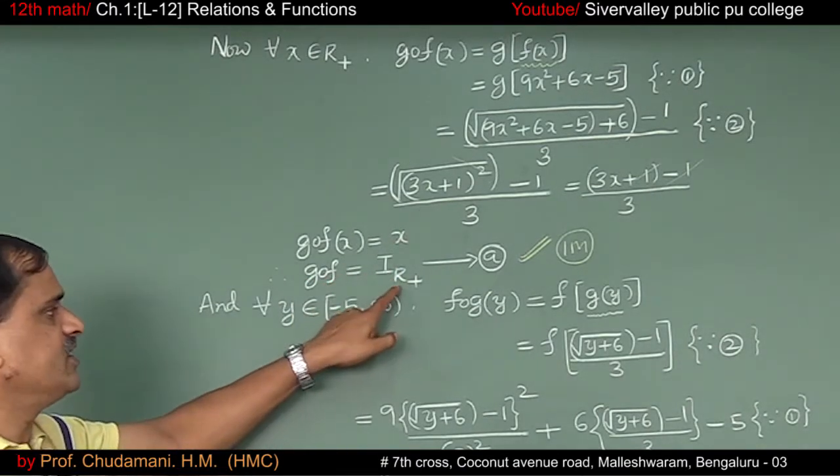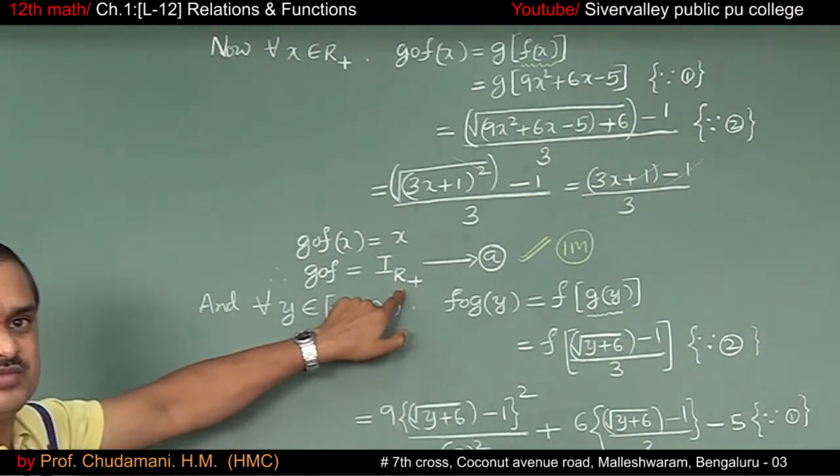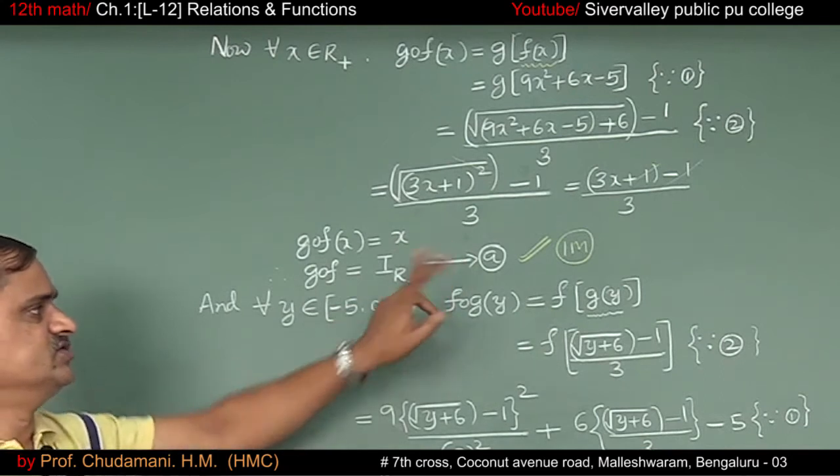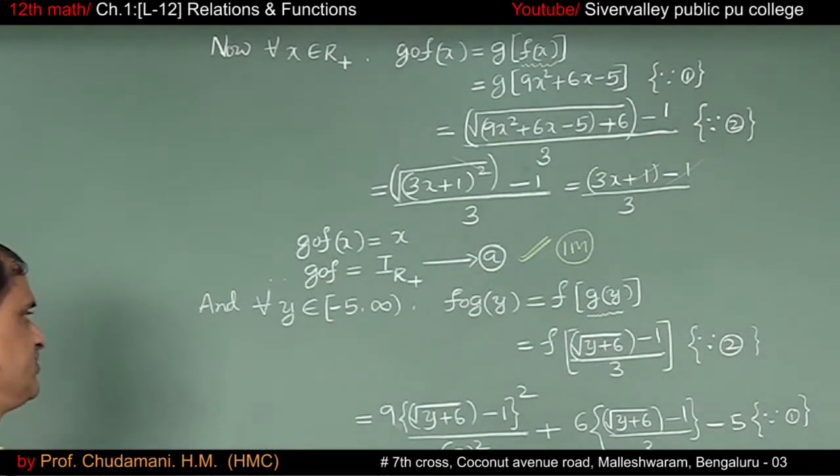gof is an identity function on the set of domain, that is the set of positive real numbers. Say this is equation A. You will get one more mark for this step.